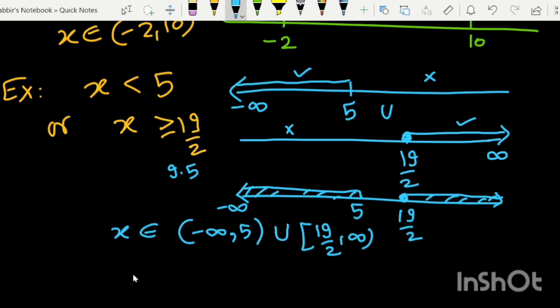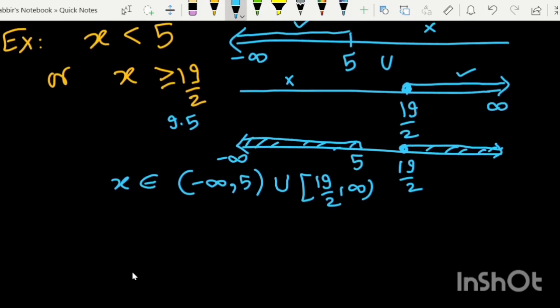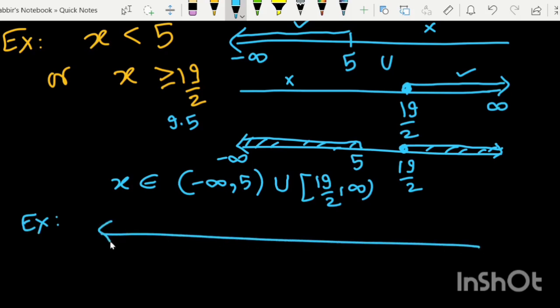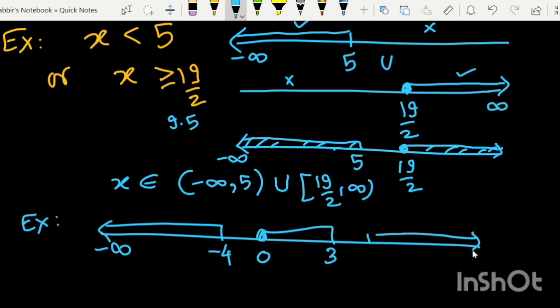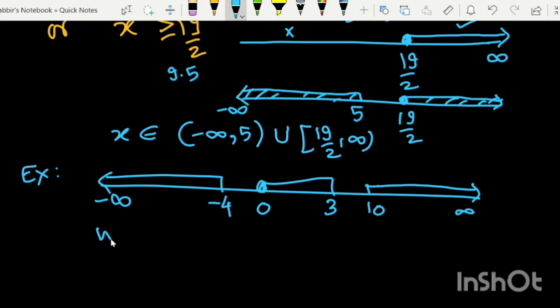Let's take another example about the usage of the connector U. If I write one of the solution sets on the number line like this, guys: minus infinity to minus 4, 0 to 3 with 0 included, and 10 comma 10 to infinity. How do you write it in interval form? Write the solution in interval form. How will you write it?